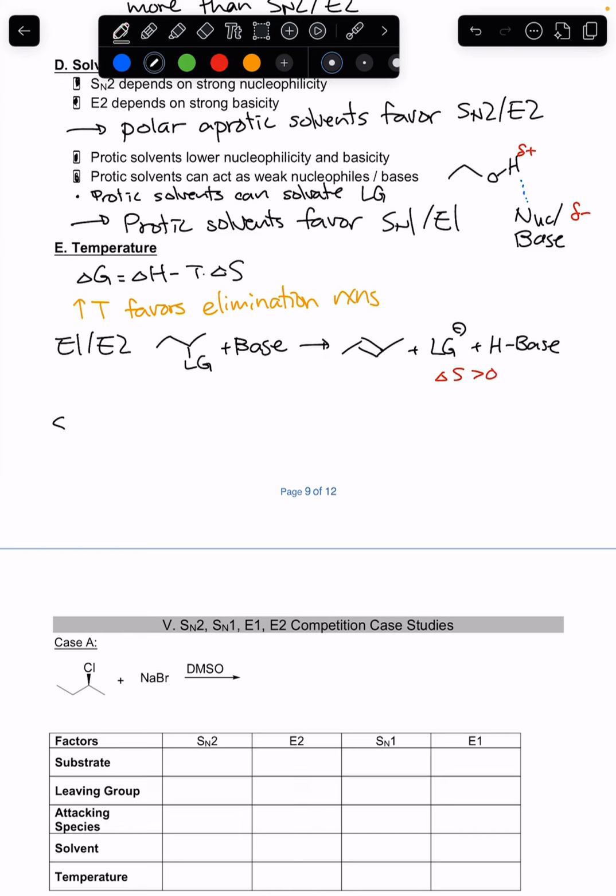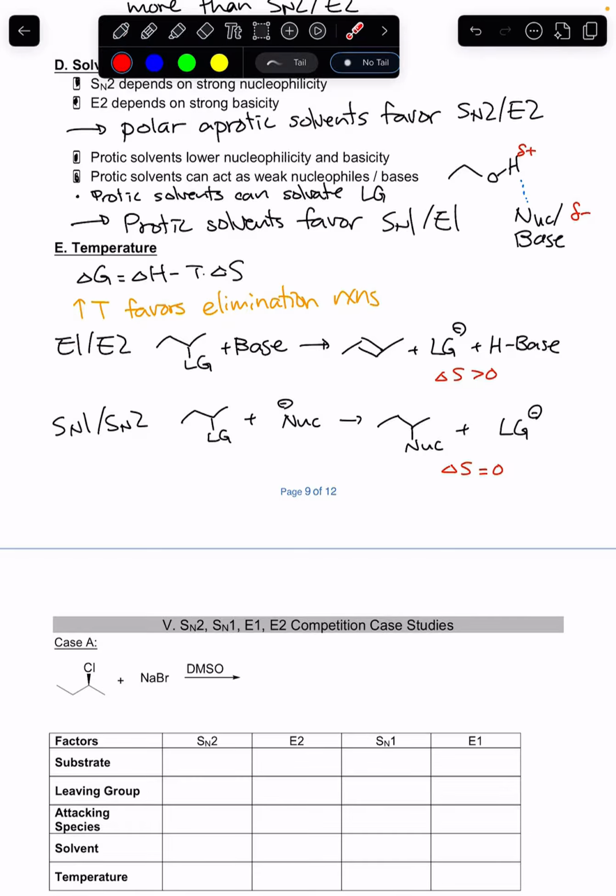Whereas in SN1 or SN2, the number of particles does not increase, it remains the same. So the delta S is basically 0. The temperature doesn't really affect that much, whereas temperature would affect elimination reactions more favorably. So if you're heating it up, often elimination reactions are favored. Okay, hope that makes sense.